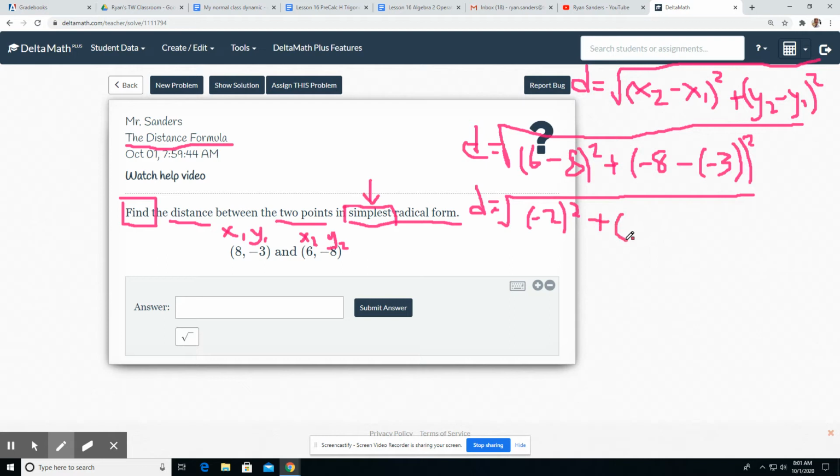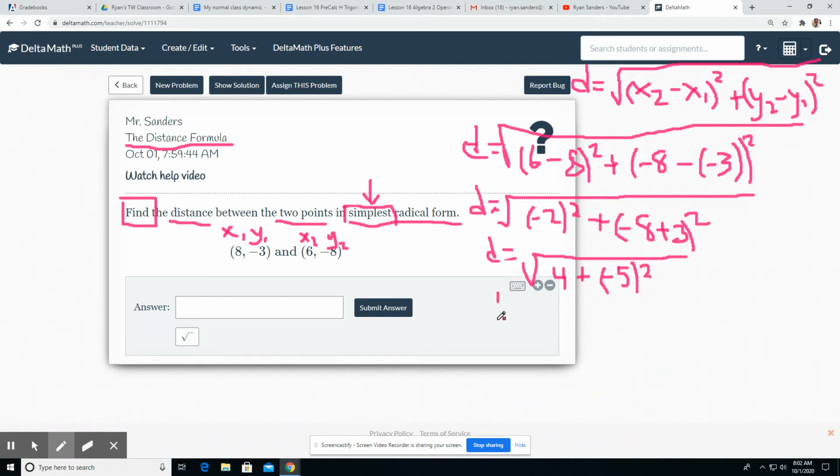Plus, I'll just simplify here, negative 8, a negative and a negative make a positive. And that's still squared. Distance is equal to, it's separated by this plus sign, so that means I can take care of this one separate from the other part in the terms here. So negative 2 times negative 2 is 4, plus negative 8 plus 3 is negative 5. And like I said, you have to have a negative in parentheses. You can't leave that parentheses off.